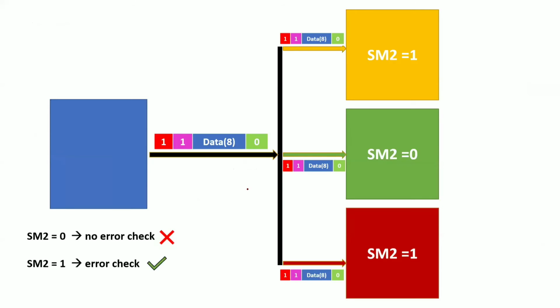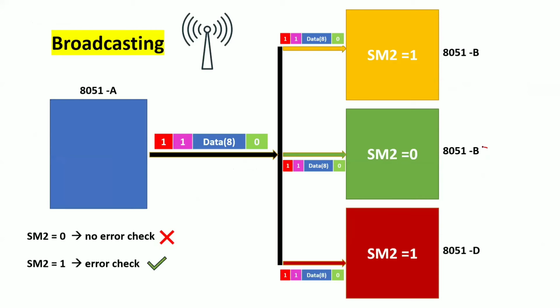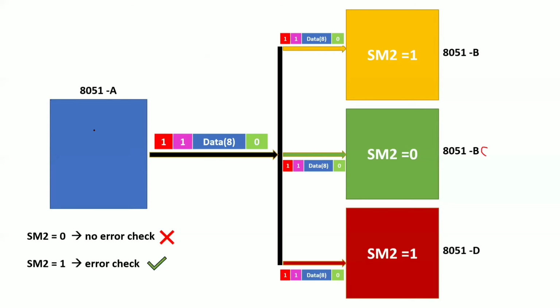See here. Now, these are the devices. So there are different microcontrollers, 8051 microcontroller A, B, C, D. Now I want to transfer this data. So here I'm sending the stop bit and start bit. This is your programmable bit, and this is your 8 bits of data. Now I want to transfer this data to all the devices.